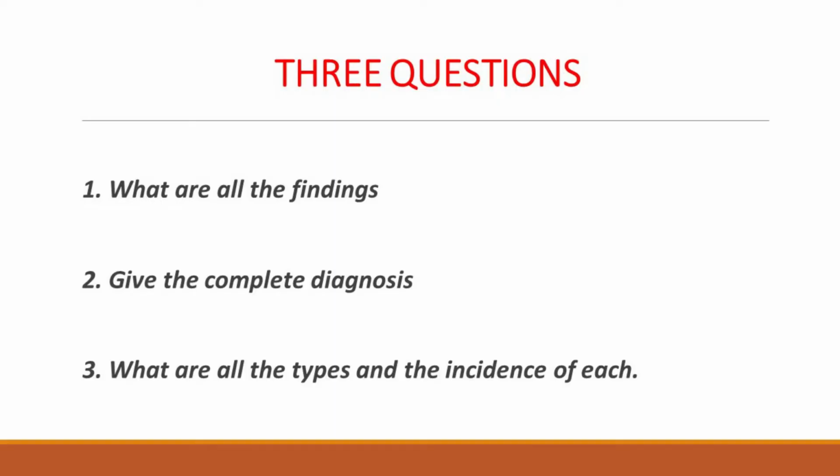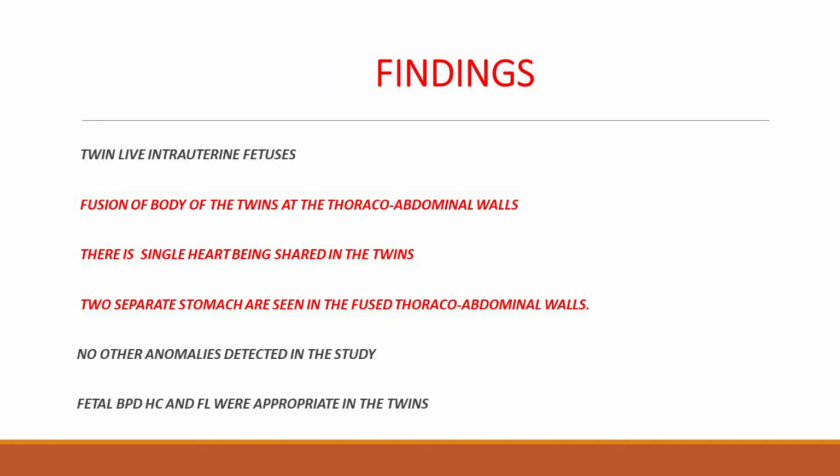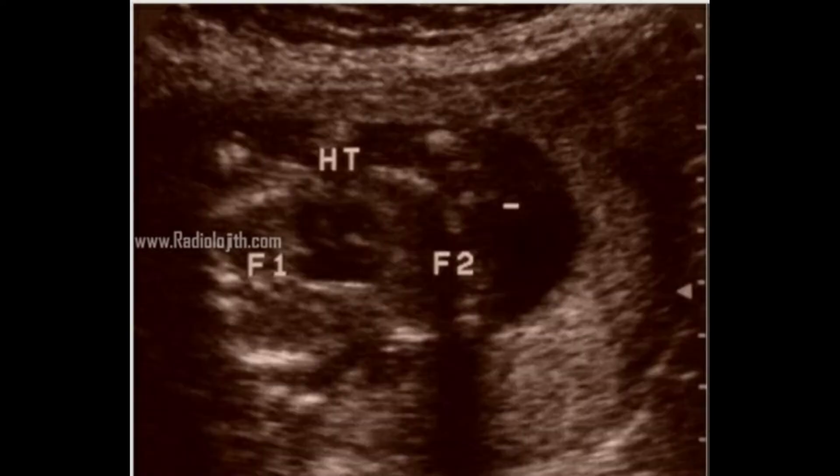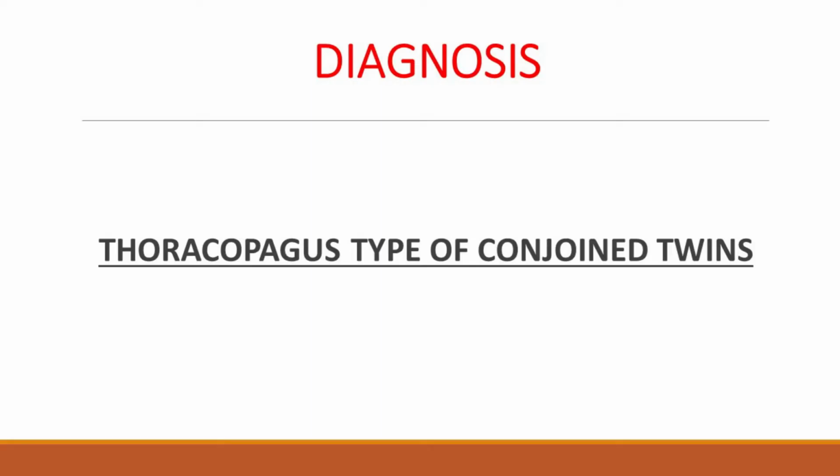Twin intrauterine fetuses are seen with fusion of anterior chest and abdomen of the twins with single heart and 2 separate stomach. No other images had been given, but no other anomalies were detected in the fused twins. There was single placenta with appropriate fetal biometry, especially by BPD, HC and FL in the fused twins. The diagnosis is thoracopagus type of conjoined twins.